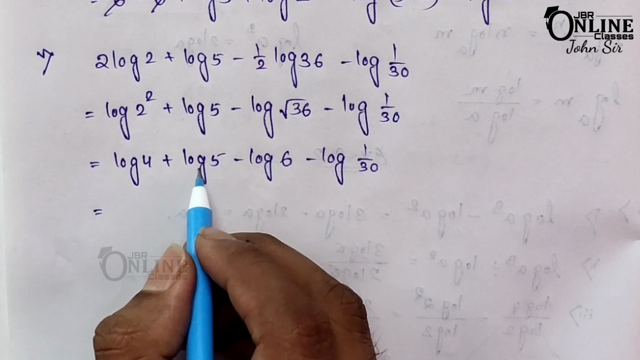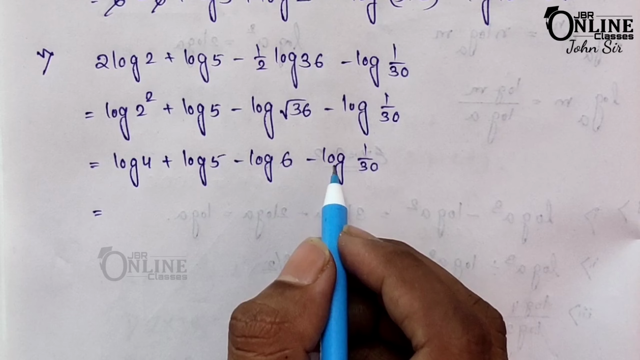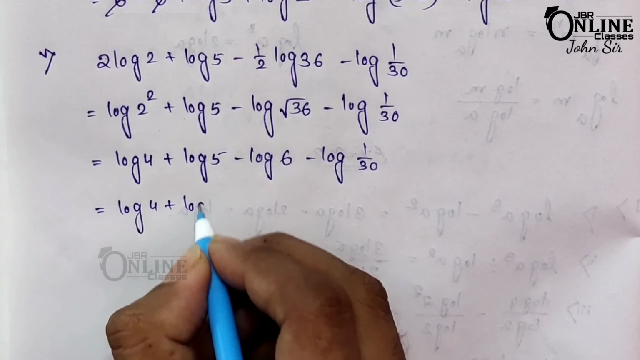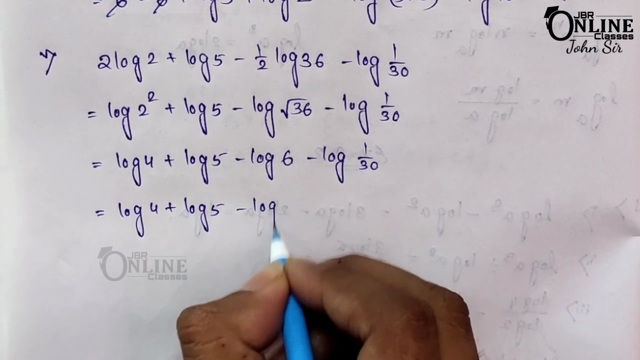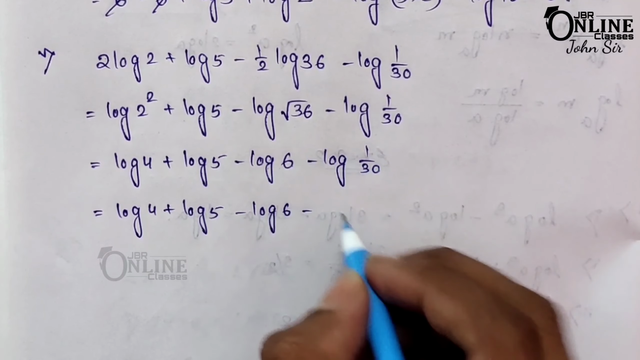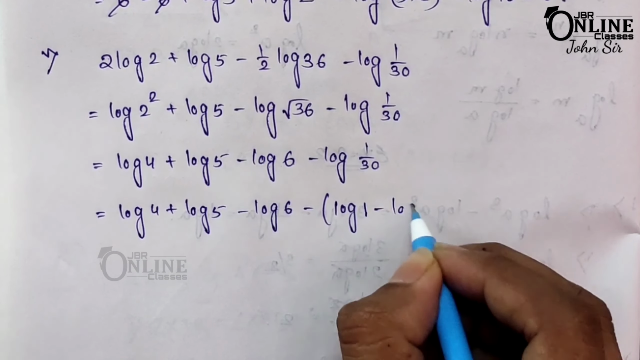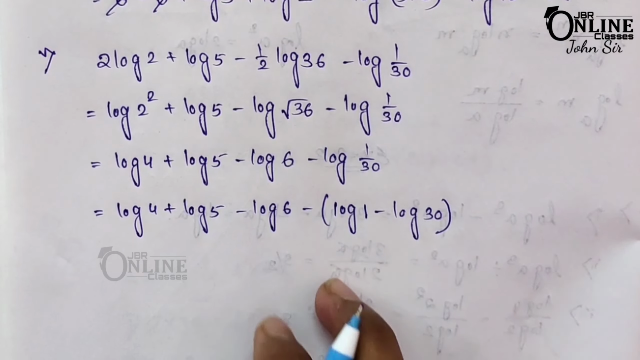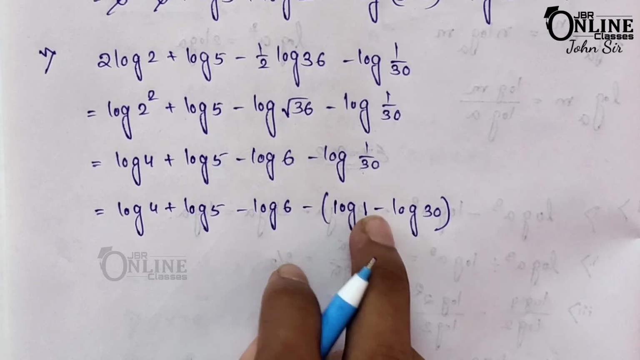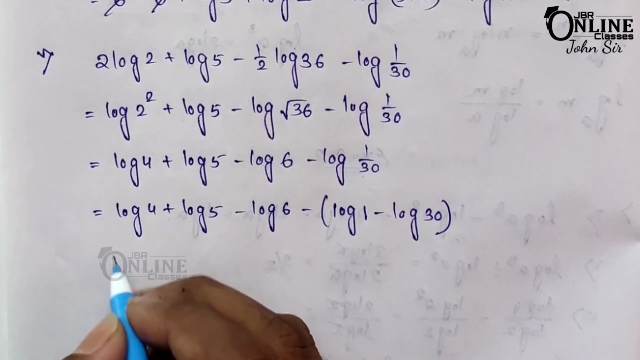So here log 4 plus log 5. Write down log 4 plus log 5, then minus log 10, and here log 1 by 30. Log 1 by 30, that is the formula of log 1 minus log 30. Log a by b, the formula is log a minus log b. So here log 1 minus log 30.